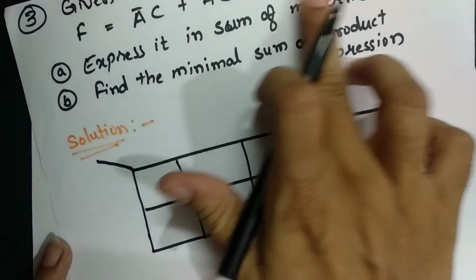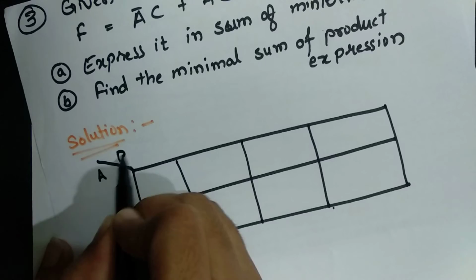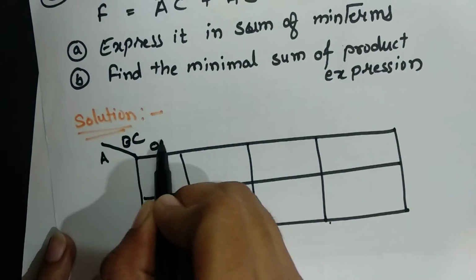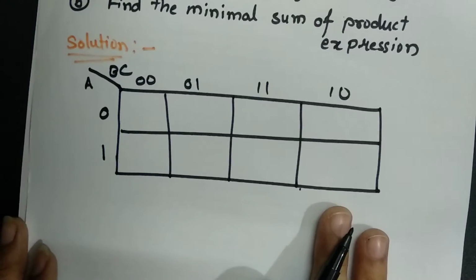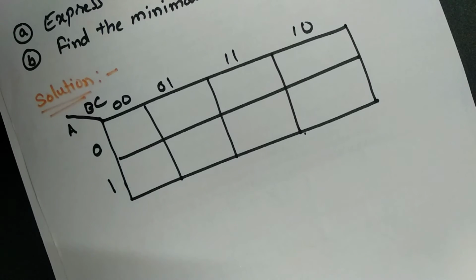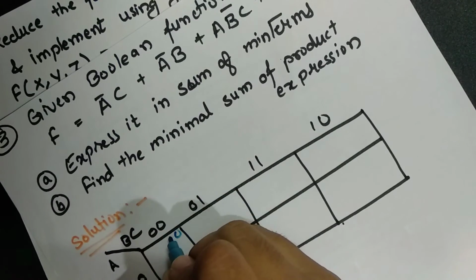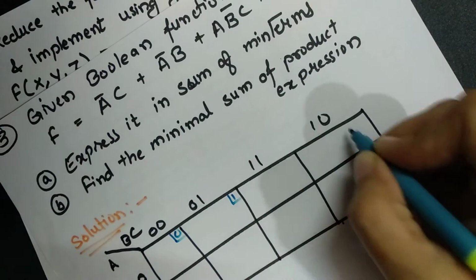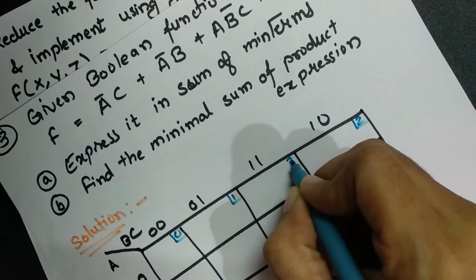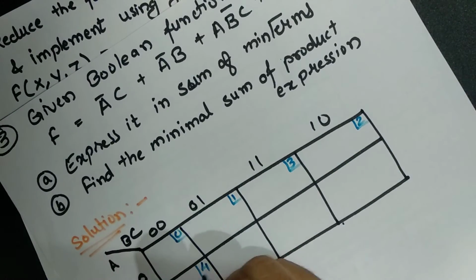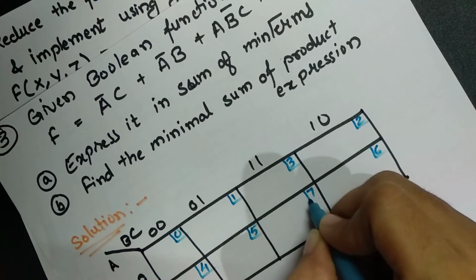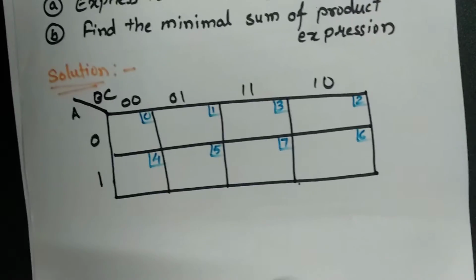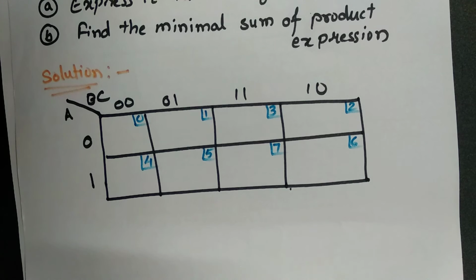Here the min terms are A, B, C. So we will write here A, B, C. So it will be 0, 0, 0, 1, 1, 1, 1, 0, 0 and 1. Okay. So we will write down its decimal equivalent over here. It is 0, 1, 2, 3, 4, 5, 6, 7.